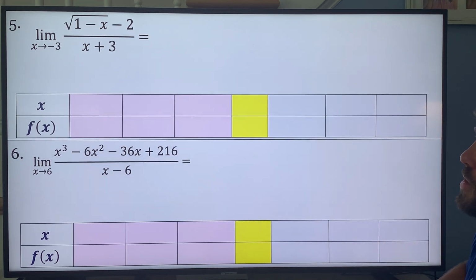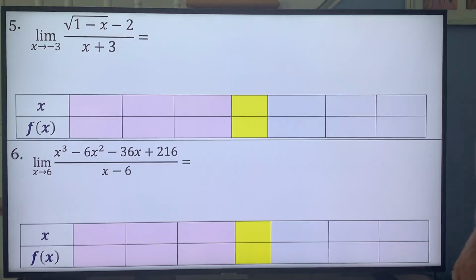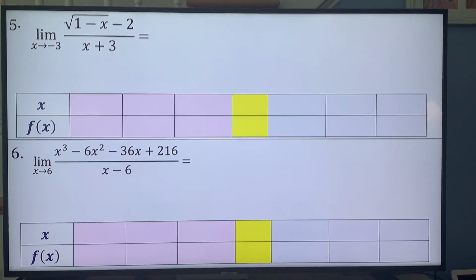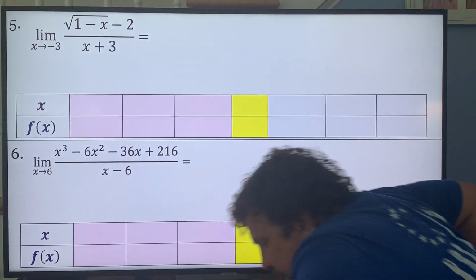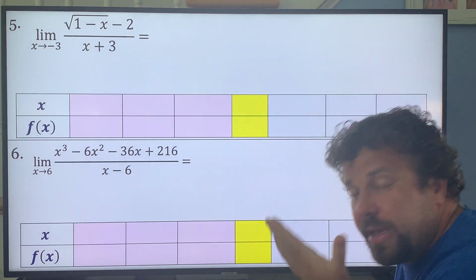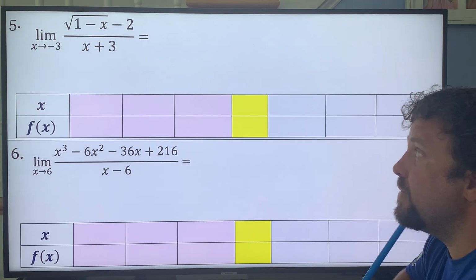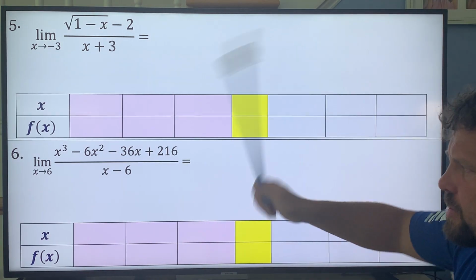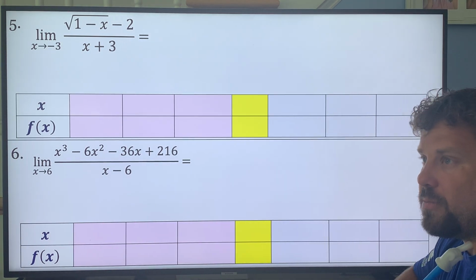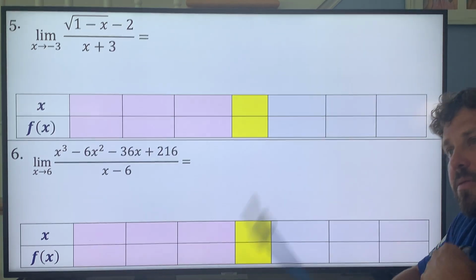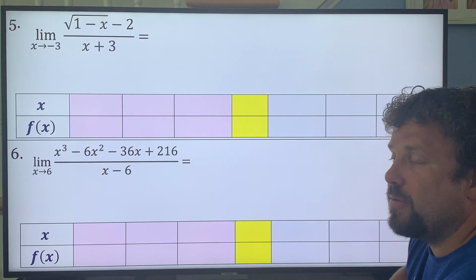All right, let's look at 5 and 6. Now, 5 is a conjugate. We don't have to worry about that now. In 2.3, the next chapter, we will be worrying about that. But as of now, all we need to know to solve this is a table. And all these problems can be solved a lot easier if you use the analytical method, but I haven't taught you that yet, nor do I want you to use it yet. I want you to be comfortable with using every method before you move on.